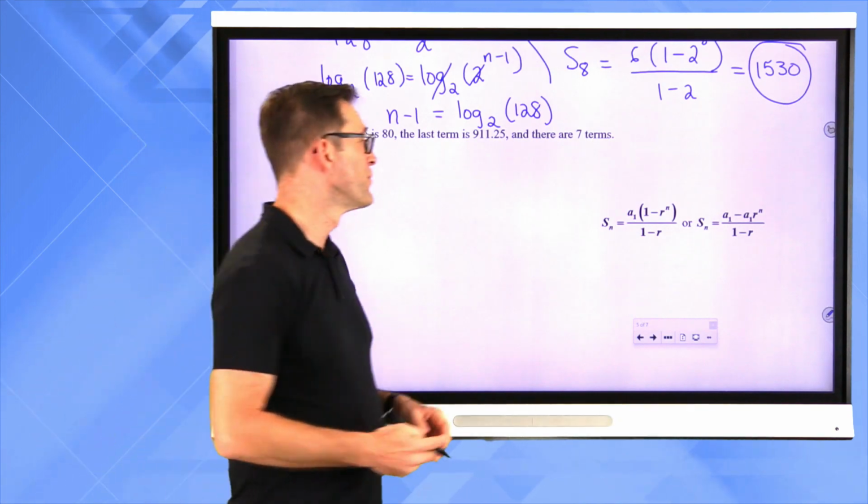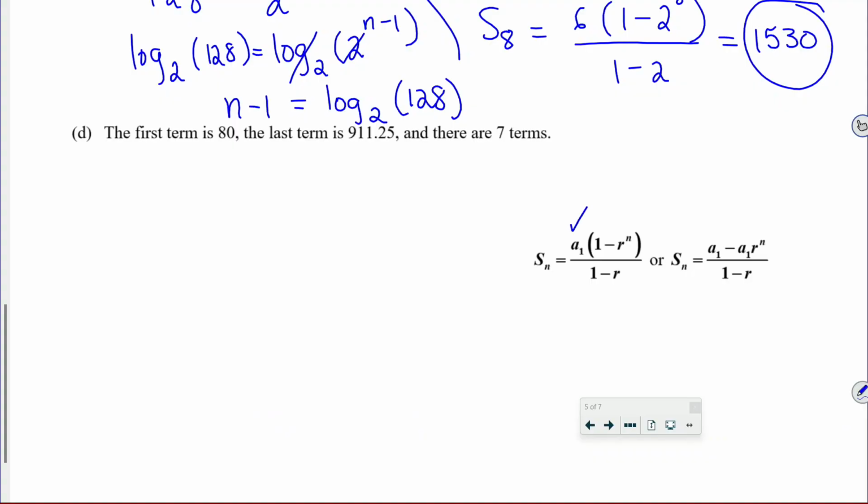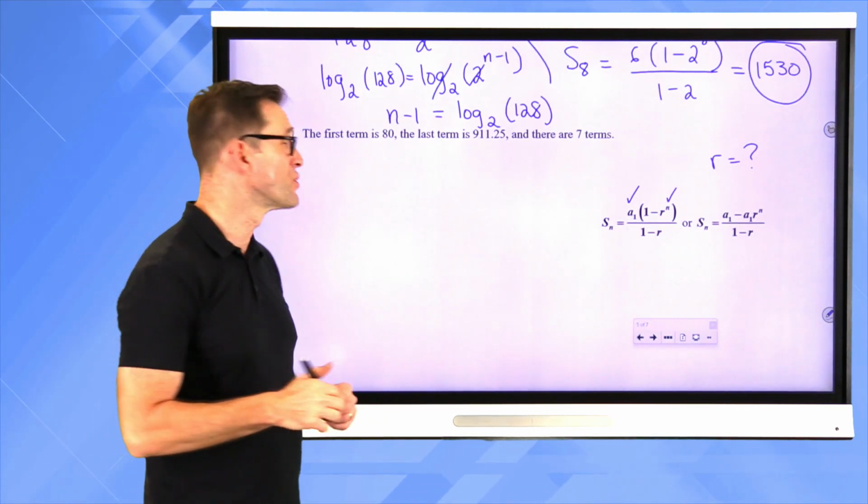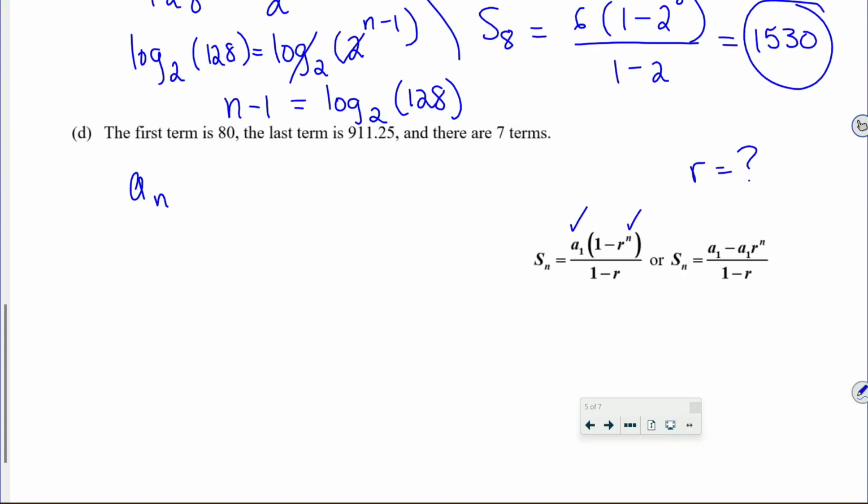Well, let's take a look. We know our first term, A1. We know the number of terms, that's 7. But what we don't know is R. We don't know the common ratio. And just like in part C, what we're going to do is use the following formula, A sub n equals A sub 1 times R to the n minus 1, to figure out what R is. Right before, we used this to figure out what n is. So now I'm going to put 911.25 in for a sub n. I'm going to put 80 in for a1.